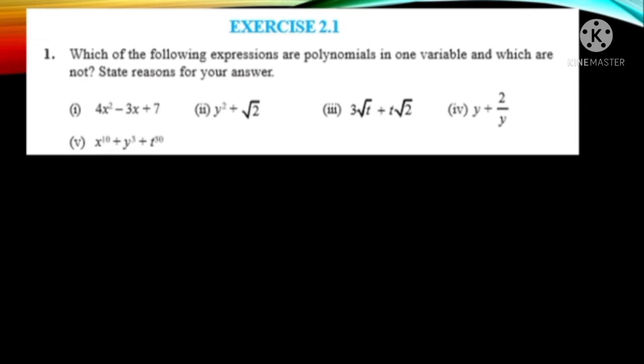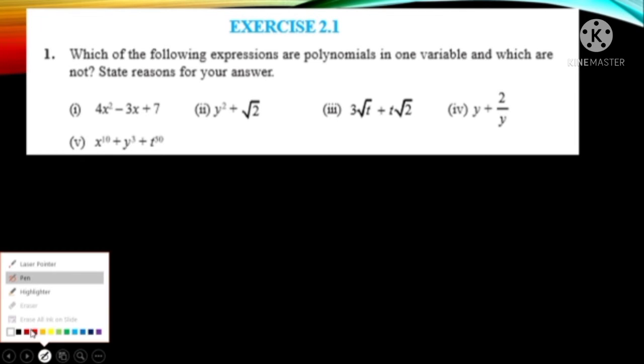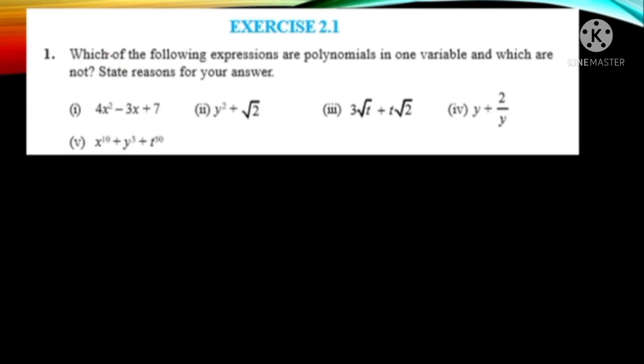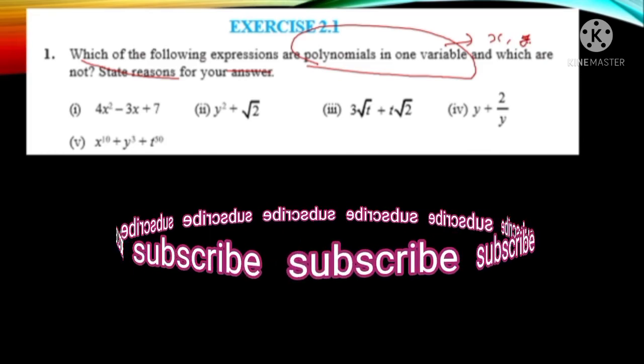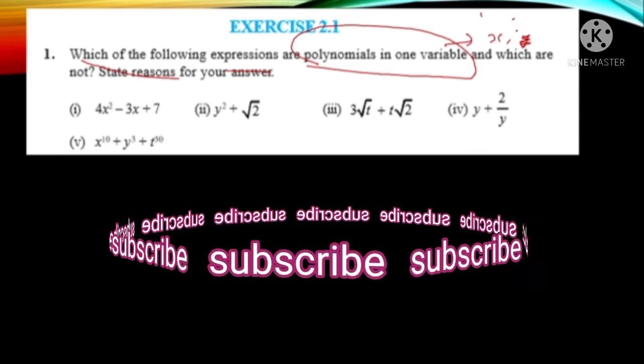Exercise 2.1, the very first question: which of the following expressions are polynomials in one variable? One variable in the sense that it must have only one variable, say x or y or z, whatever the variable is, it should be only one.